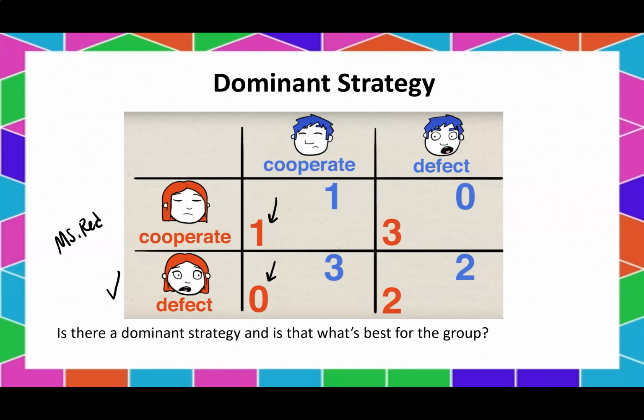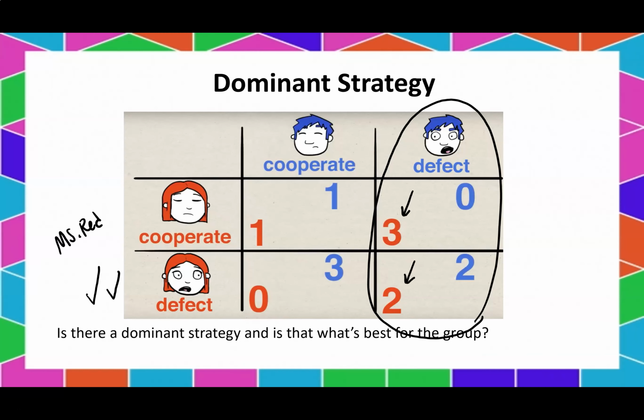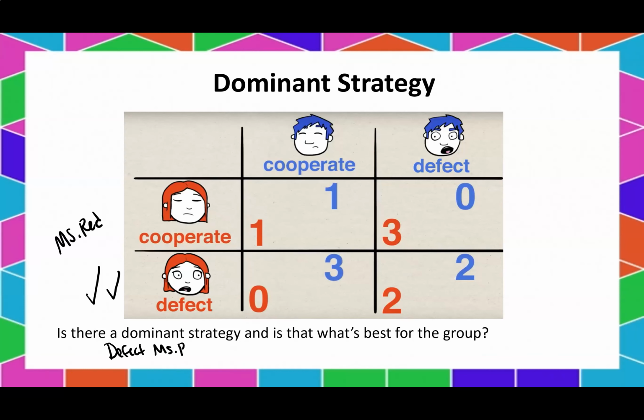However, what if Mr. Blue chooses to defect, meaning chooses to tattletale on her? Well, she can either take 3 years in prison or 2 years in prison. Which one does she prefer? Obviously 2 years in prison. So for Miss Red, the dominant strategy is going to be to defect. So defect for Miss Red.